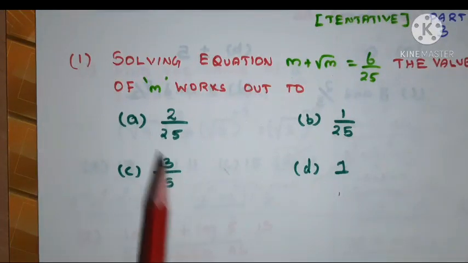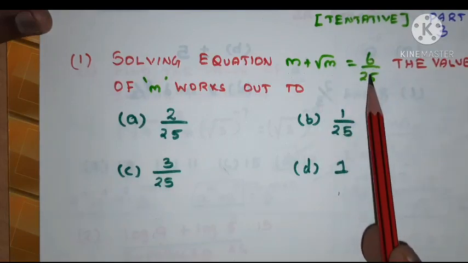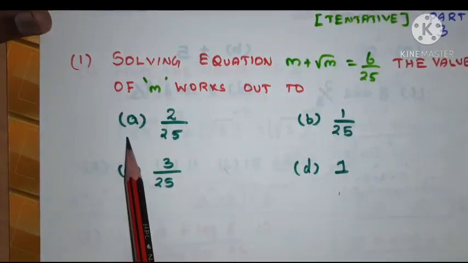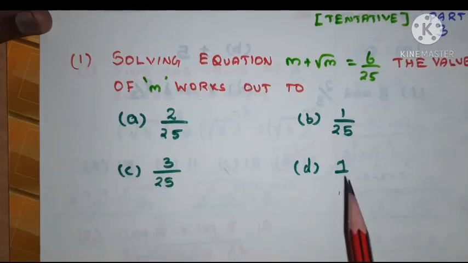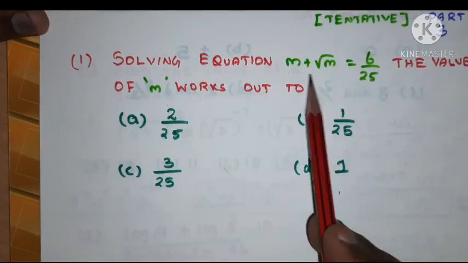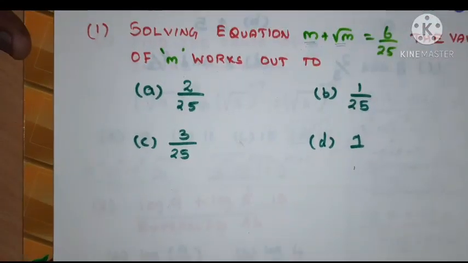Question number 1. Solving the equation m plus root m is equal to 6 by 25, the value of m works out to: option A, 2 by 25; option B, 1 by 25; option C, 3 by 25; option D, 1. Now look at the question. They have given an expression, m plus root m is equal to 6 by 25, and they are asking us to find the value of m, right? We'll work it out. We have to do a simple step, and if we factorize that expression, then we'll get the right value.